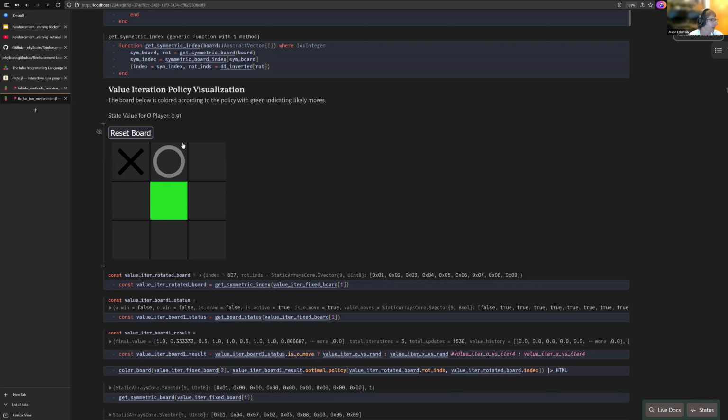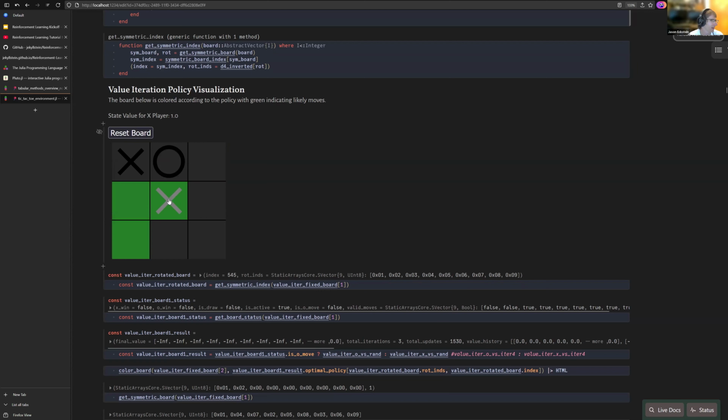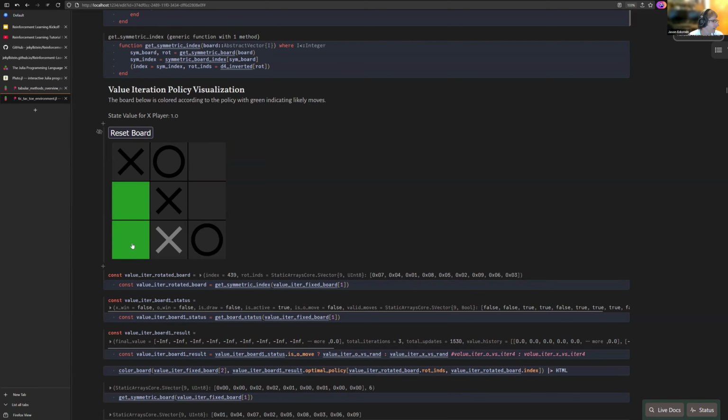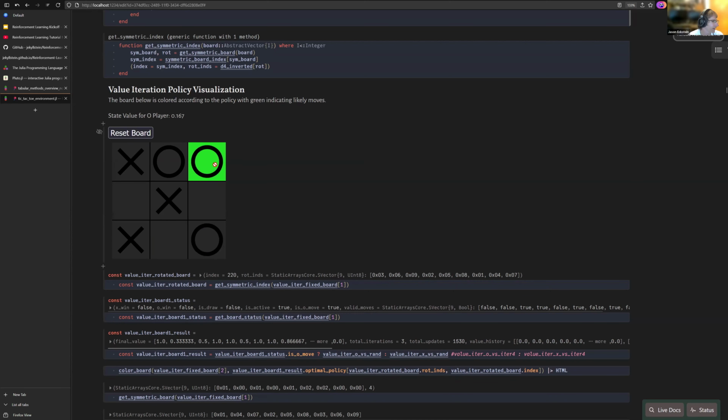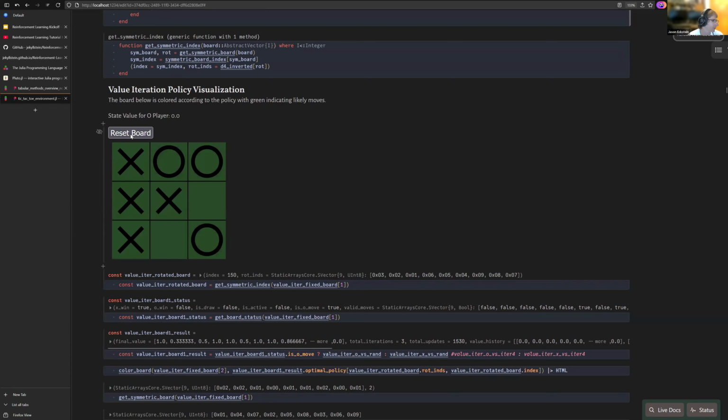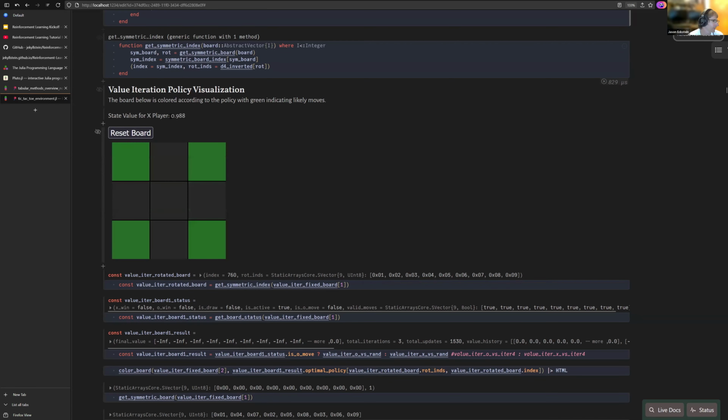If you played in any other square, and then if I followed this, then any of these actions should eventually lead to a win for the X player. Yeah, because now even if O blocks, this is still a win for the X player. And then this is showing here the value estimate for each player.